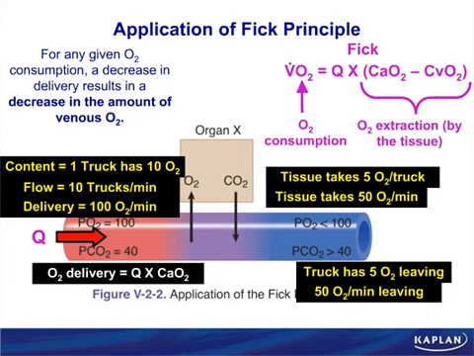Venous oxygen goes down, you know immediately delivery went down. Now we just have to figure out which it is. A flow problem or a content problem? Or both? Very powerful application of the Fick principle for physiology and for Step 1.